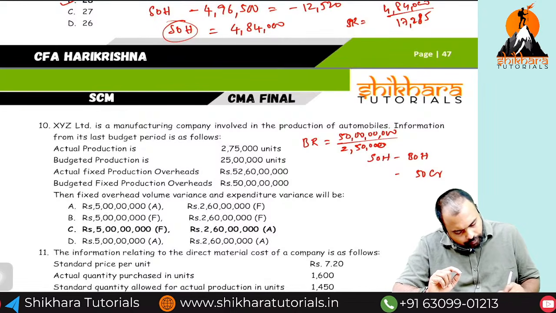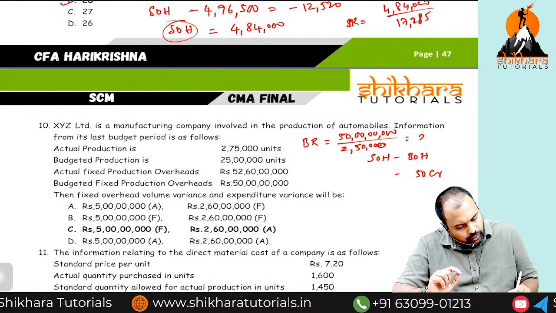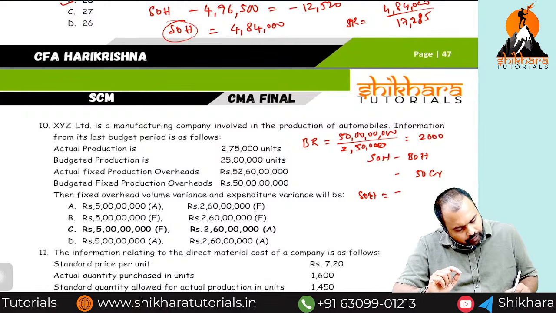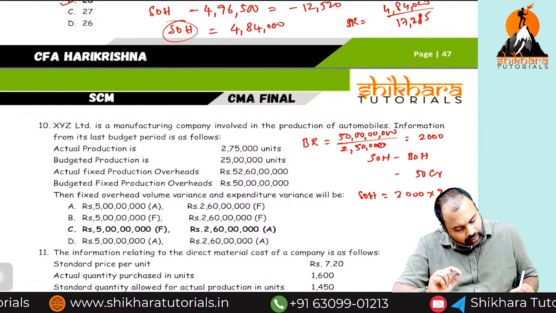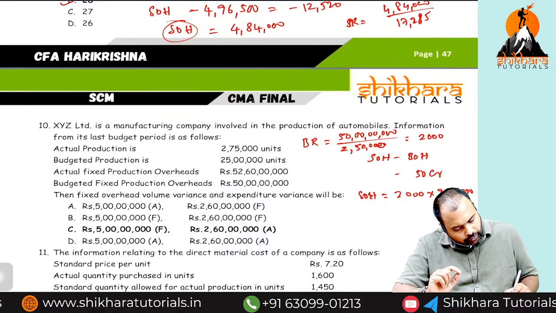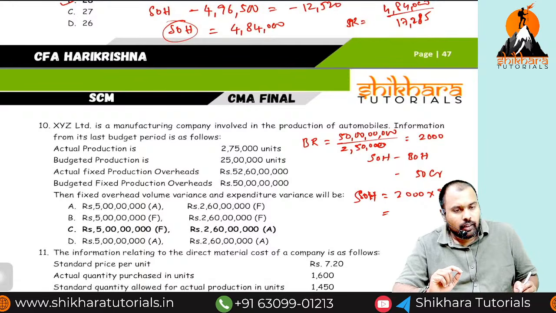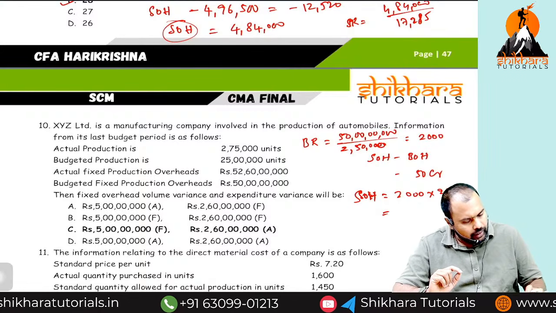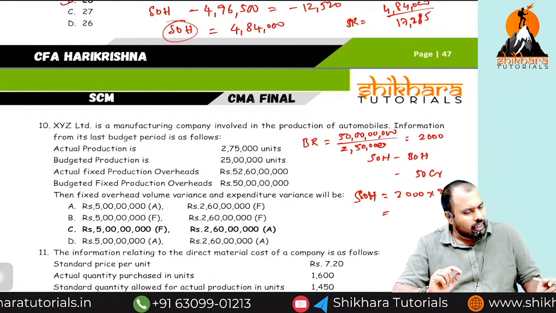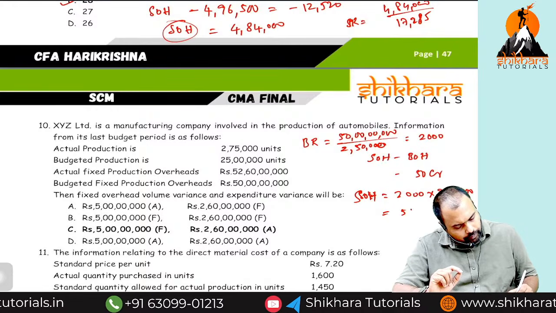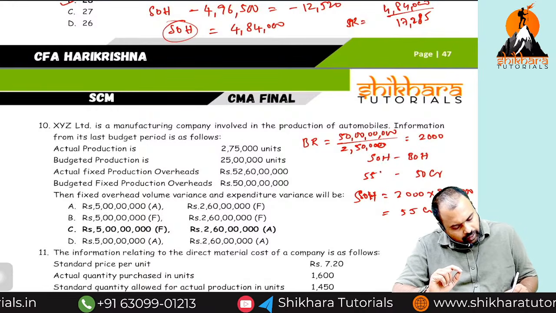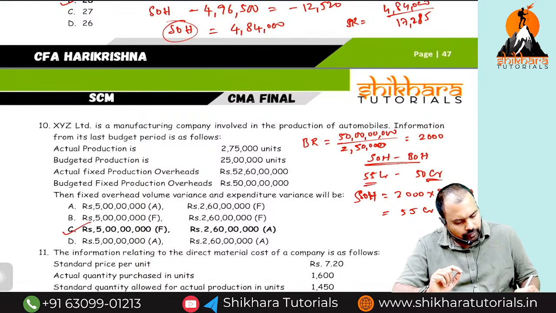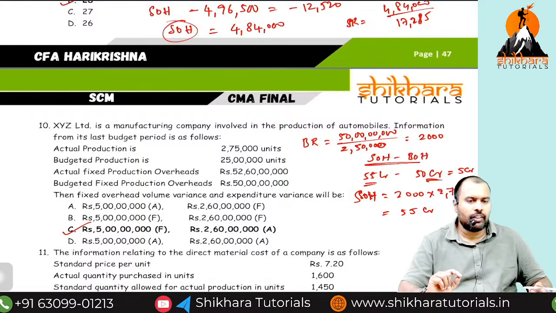2,50,000. Got it right? Which leads to 25 to the 2,000 rupees. So 2,000 into SOH is equal to 2,000 into 2,75,000, sir, because SOH is always for actual production. So which is 2,000 into 2,75,000, where it is 55 CR. So SOH minus BOH, 55 CR minus 50 CR, which is 5 CR favorable, which is equal to 5 CR. That is how we can calculate it.